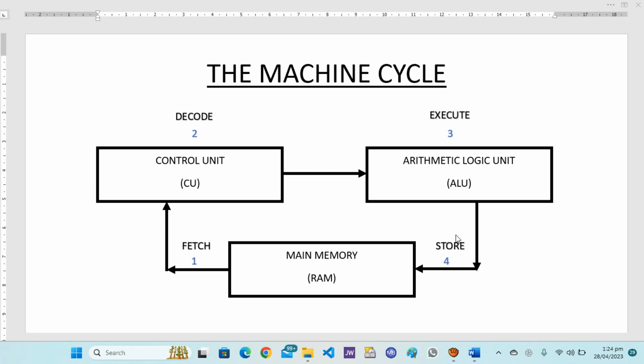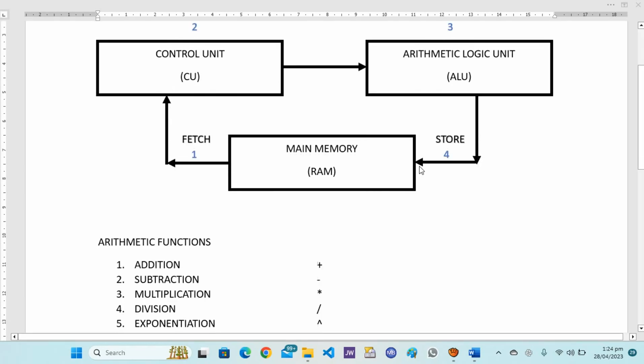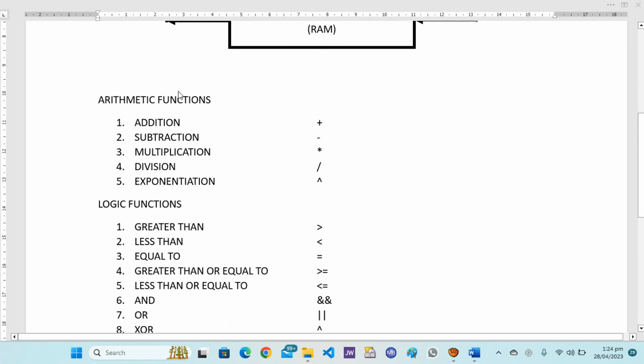Let's now focus a little bit on the ALU and what takes place during the execution phase of the machine cycle. During the execution phase of the machine cycle, the ALU performs arithmetic and logic functions, as its name suggests. The arithmetic functions carried out in the ALU are addition, subtraction, multiplication, division, and exponentiation.